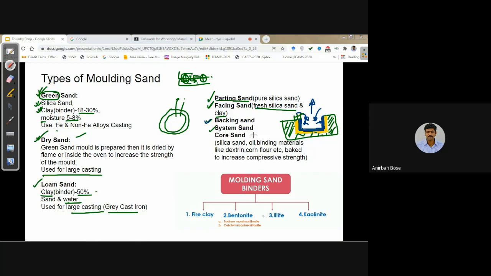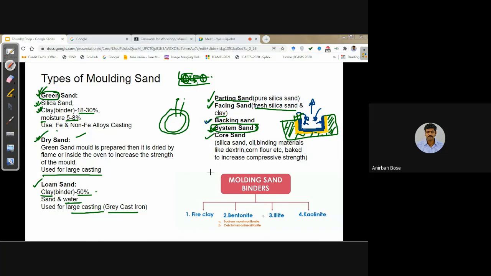So these kinds of things we can do to create a particular mold. These are called the system sand. And when we are using system sand, generally we do not use facing sand and backing sand, because the whole sand we actually manipulate with the help of additives and other different kinds of binding materials, so that it can sustain that particular temperature.